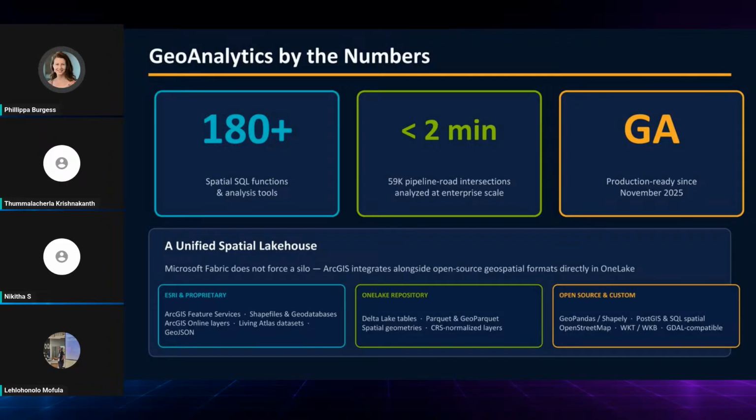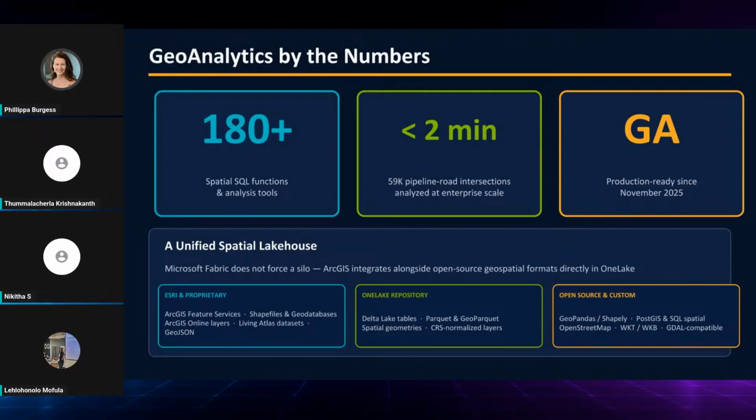And again, so what do you have? You've got in GeoAnalytics 180 plus spatial SQL functions and analysis tools. Things can be done in less than 2 minutes. You can analyze 59,000 pipeline and road intersections, analyze to enterprise scales, and it's in general availability.